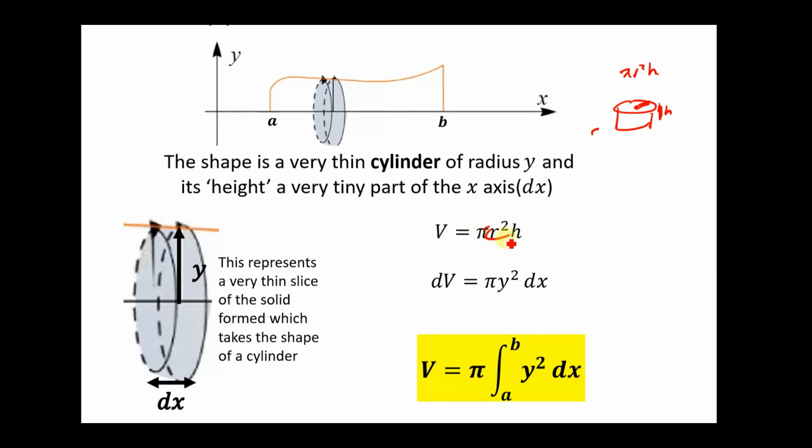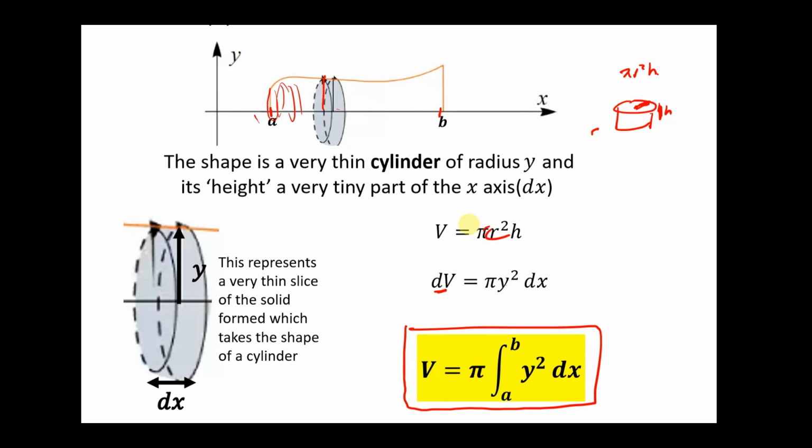This is a small slice of the volume of this whole thing: pi times y squared times dx, where dx is a small thickness. If we add together the volumes of every cylinder from A to B, we'll get the sum of all of the pi y squared dx's from the beginning to the end. So this formula represents the volume of this cylinder and all the other cylinders between A and B added together, considering them to be really, really small.